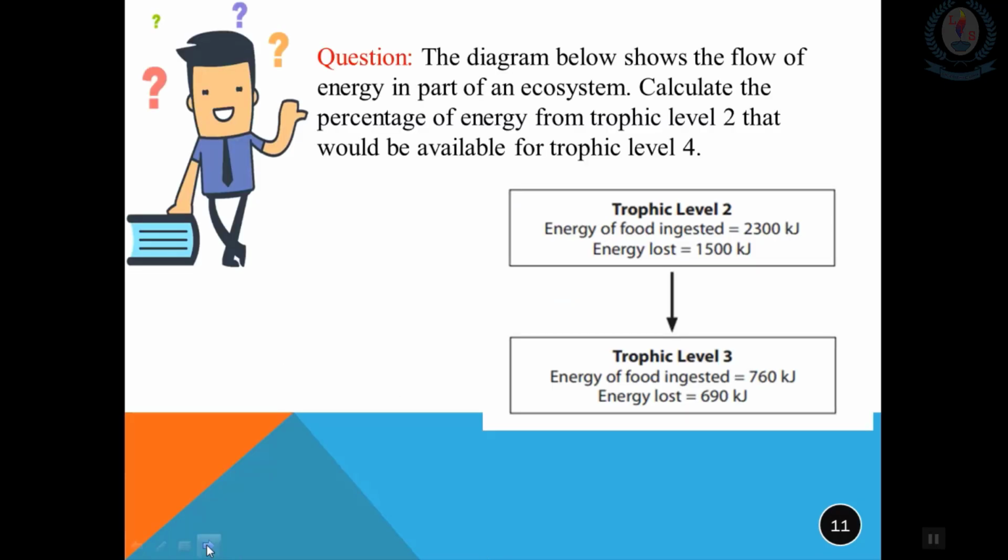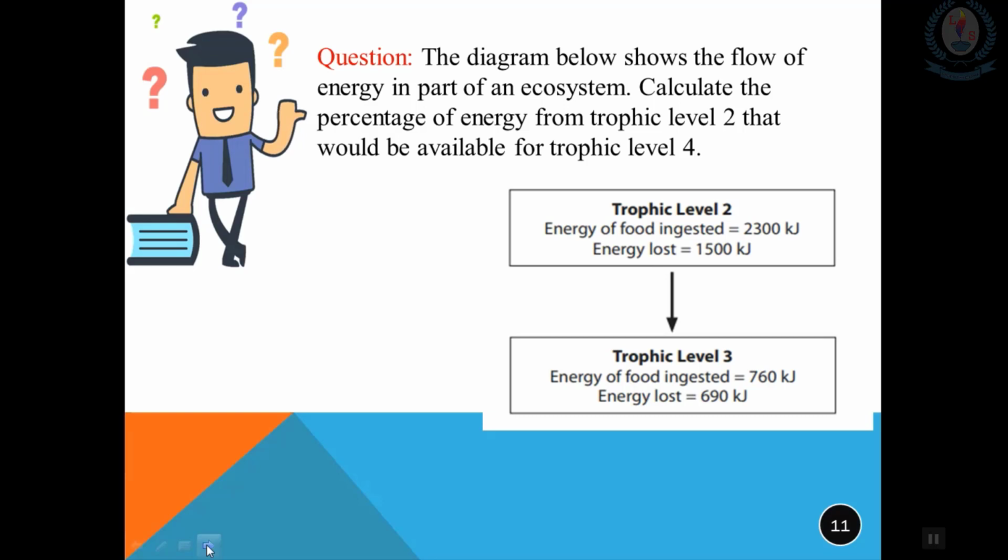Now here's a question for you. The diagram below shows the flow of energy in part of an ecosystem. Calculate the percentage of energy from trophic level 2 that would be available for trophic level 4. So think, what would be your answer?